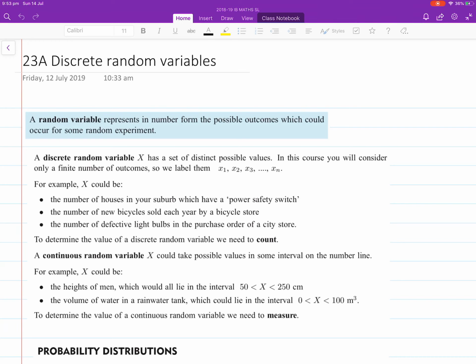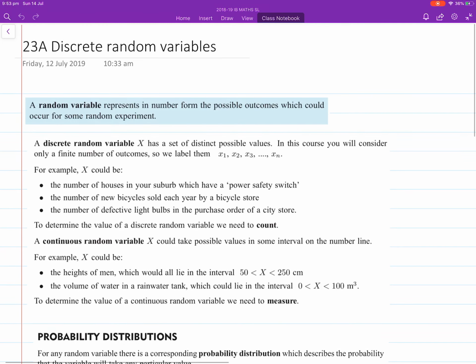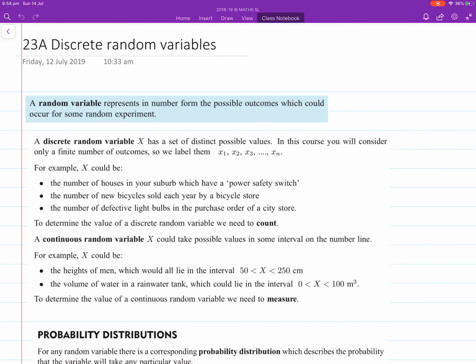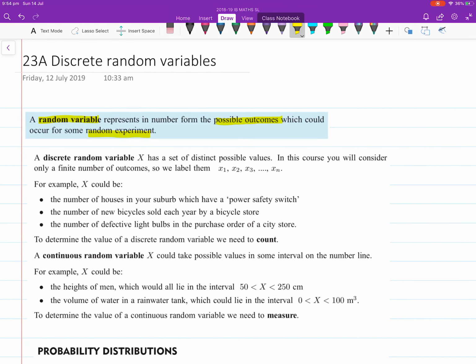So 23A is about discrete random variables. So let's just go through really quickly the definition. This is actually stuff you've all seen before, but the notation is just different. So I'll try to highlight as I go along so you can see where I'm pointing to on the screen and read along. So we've got random variable, right, which represents all your possible outcomes in any sort of random experiment, but in number form. Okay, so it makes it sort of easier to calculate or to use in different situations.